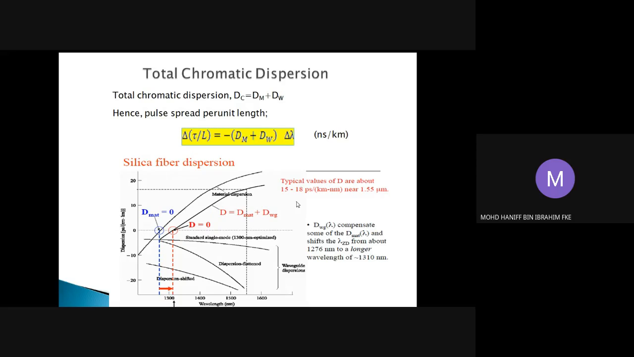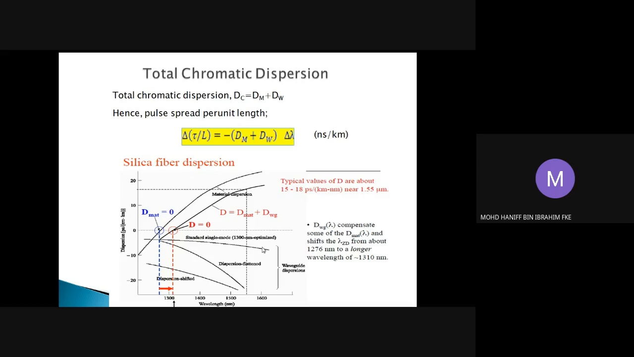Okay, this diagram is basically used to show the effect of chromatic dispersion, both material and waveguide dispersion. We know that this line here gives us the material dispersion, and we have seen this line before. We are going to have 1276 nanometer as a zero dispersion wavelength at this point, which gives us D material, or DM, equal to 0.